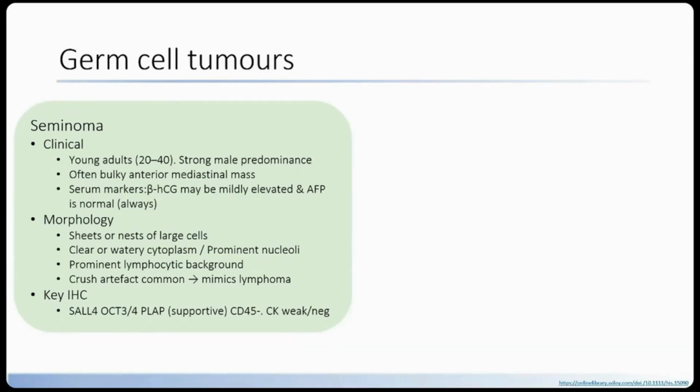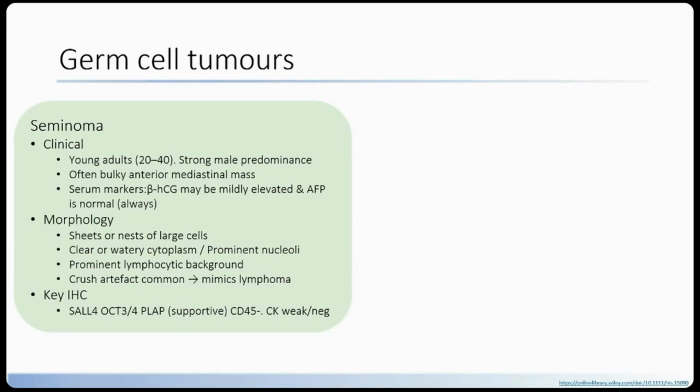Again, if we think about our clinical presentations of thymoma, that might be a 50-year-old woman who has had imaging for some reason and has picked up an incidental mass, or maybe presented with myasthenia. The presentation of a seminoma in germ cell tumors is often very, very different. In the context of a seminoma, morphologically, you'll see sheets and nests of large cells, prominent nucleoli, clear watery cytoplasm, lots of lymphocytes. You need to worry about lymphoma, particularly when there's crush artifact.